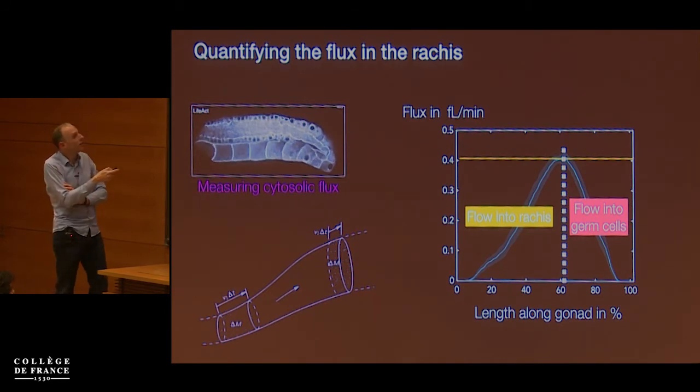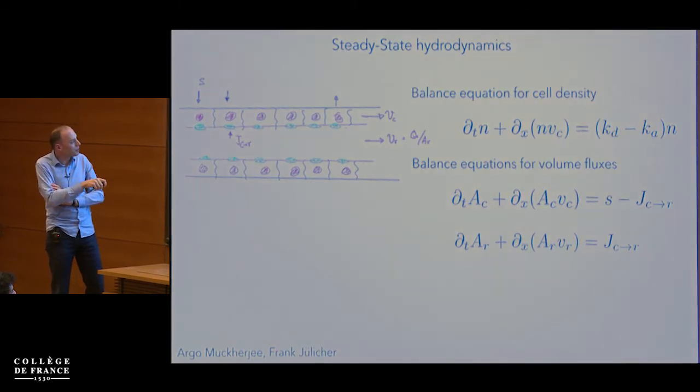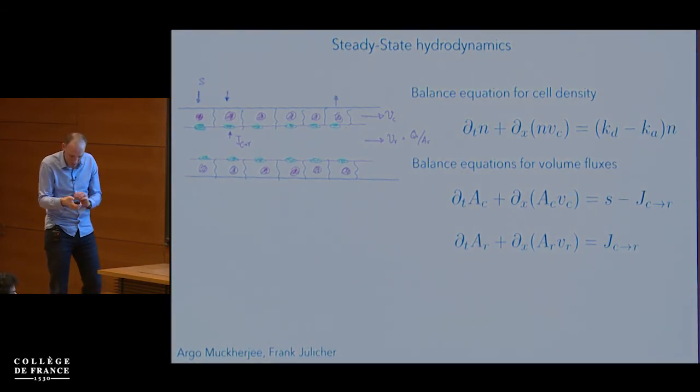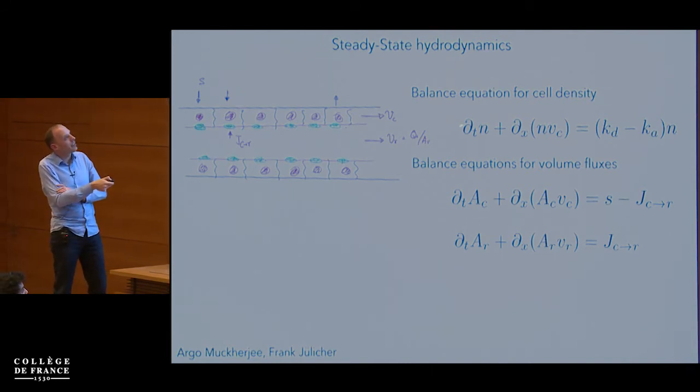Together with Frank, and Argo, a PhD student shared between both of our labs, we've formalized the force balance along the gonad, both for the germ cells and for the fluxes in the rachis. So we put forward balance equations for cell density.